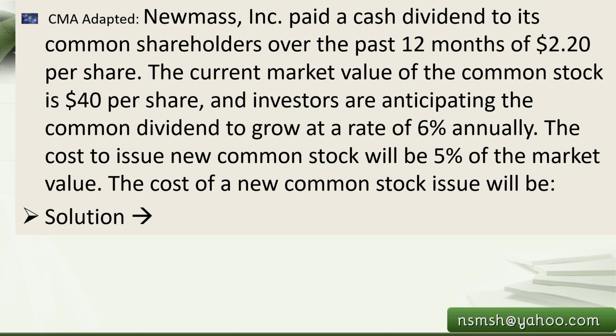One CMA adapted question. A company, Numas Inc., paid a cash dividend to its common shareholders over the past 12 months of $2.20 per share. The current market value of the common stock is $40 per share, and investors are anticipating the common dividend to grow at a rate of 6% annually. The cost to issue new common stock will be 5%, that is a flotation cost. We can understand that. So we can calculate the cost of new common stock.